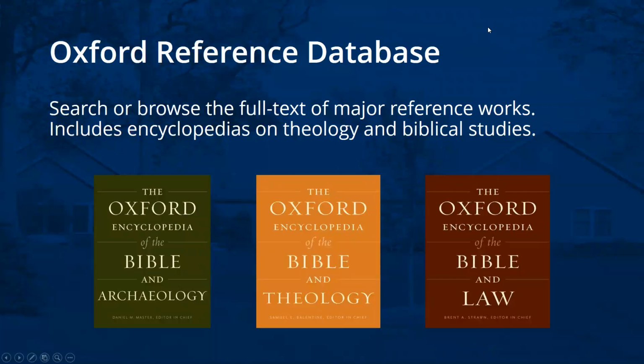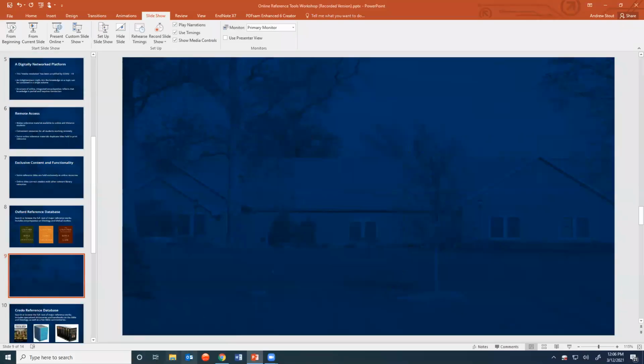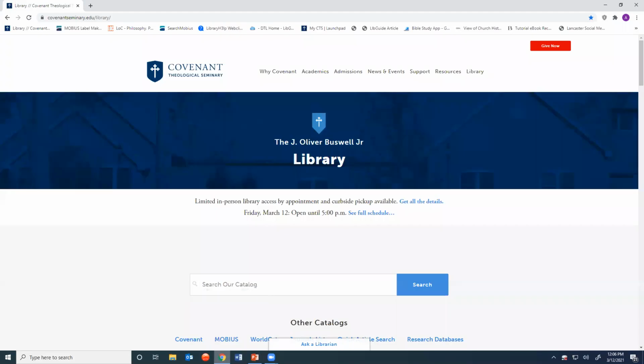Okay, so we'll go ahead and take a look at the first online reference resource here, the Oxford Reference Database, which allows you to search or browse the full text of major reference works, and it includes encyclopedias on theology and biblical studies. I'm going to navigate to the library homepage now.